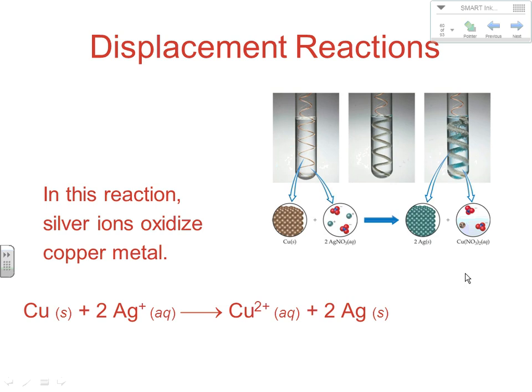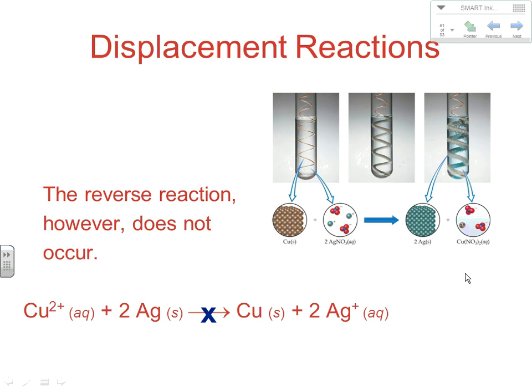So in this particular reaction, Ag is going from a +1 to a 0. It's being reduced. So the silver ions are oxidizing the copper metal, and the silver ions themselves are being reduced in that reaction. Now, the reverse reaction, however, doesn't happen. If I take silver metal and put it in a solution of copper nitrate, or copper chloride or whatever, then no reaction is going to occur.